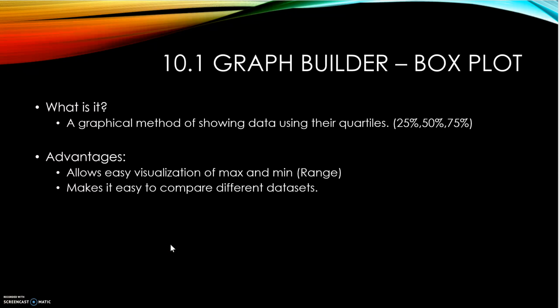For our 10th and final topic, we will be talking about the graph builder. First of all, the box plot. A box plot is a graphical method of showing the data using its quartiles: the lower quartile, which is 25%, the mean, which is 50%, and the upper quartile, which is 75%. One of its advantages is that it allows easy visualization of the max, min, and the range, which makes it easy to compare different data sets which are next to each other.